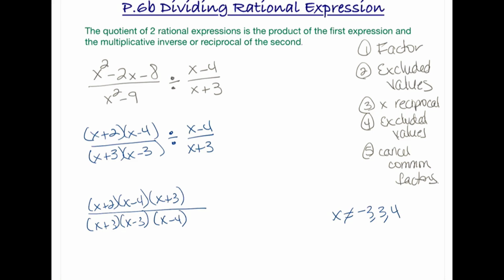So if I look back at my problem, what do I have in common? I got x minus 4, x minus 4, x plus 3, and x plus 3. So in my numerator, I'm left with x plus 2, and in my denominator, I'm left with x minus 3. And then I have those excluded values. Don't forget those guys.